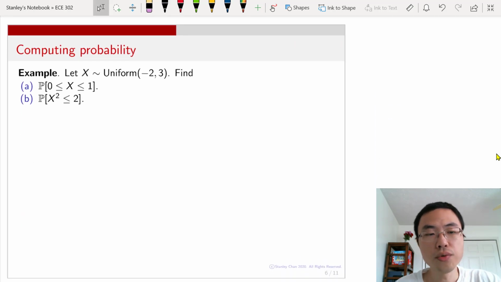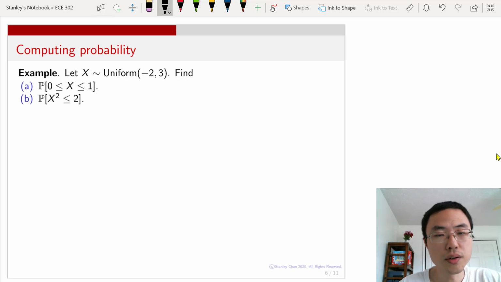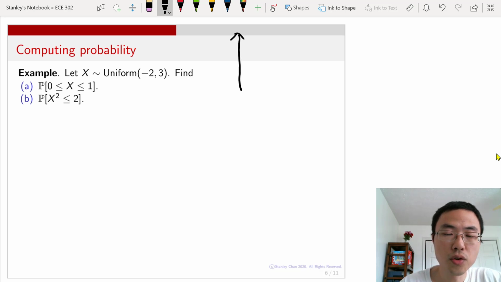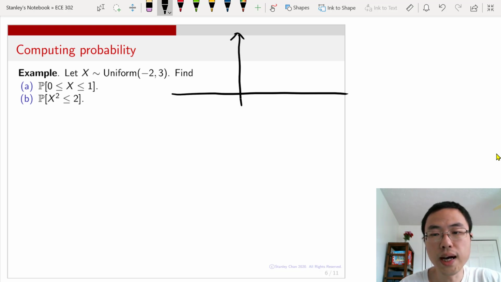All right, so let me show you some examples of calculating the probability using the uniform random variable. There are 2 parts in this example. The random variable x is assumed to be uniform from -2 to 3. As always, I encourage you to draw a diagram so that you know what you're doing.